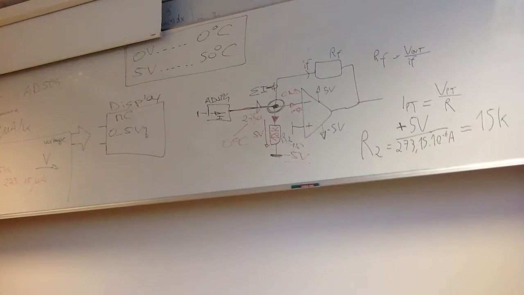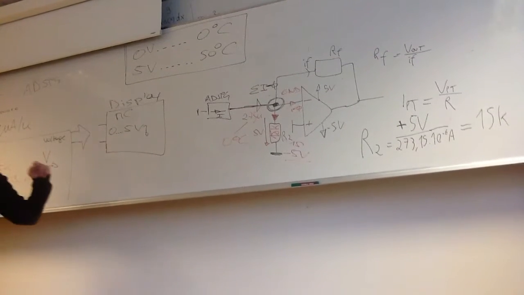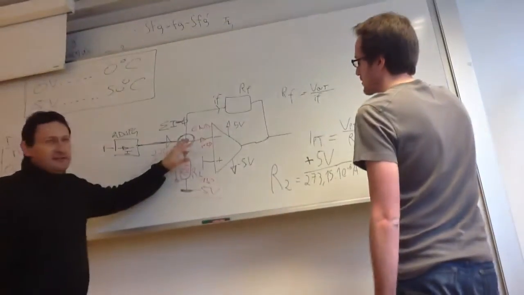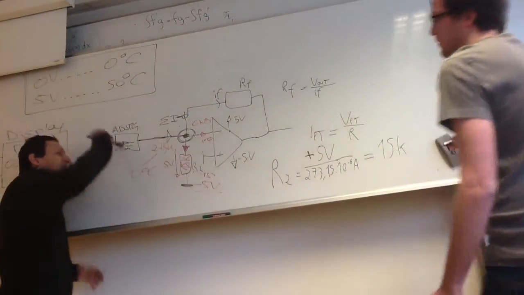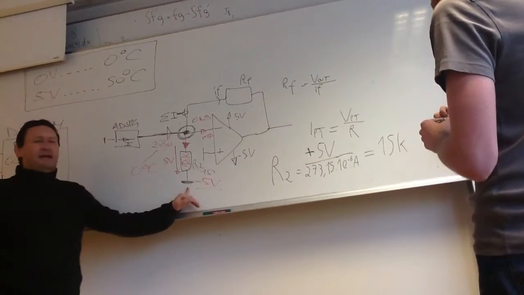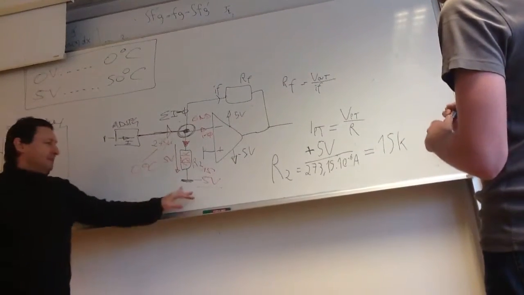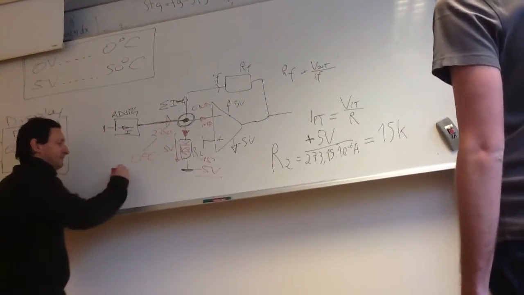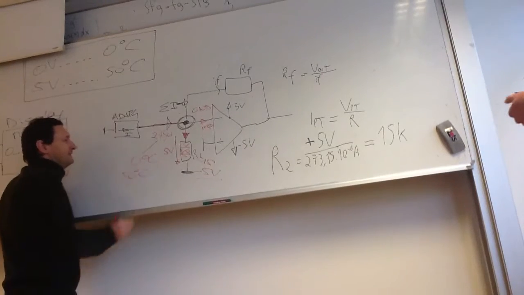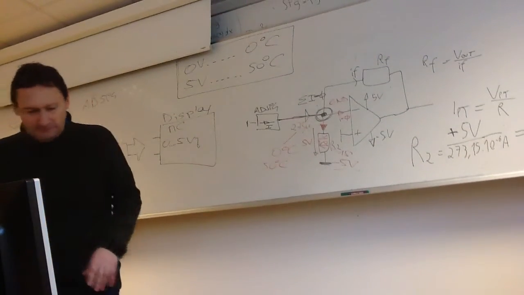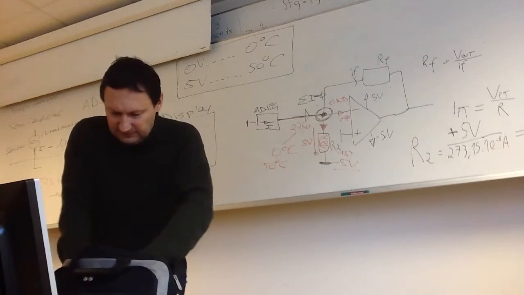So then the next step for thinking: what is at 0 degrees? All the current that is coming from the sensor is departing to the negative supply. It's dumped. But at 50 degrees Celsius, how much current is flowing now?